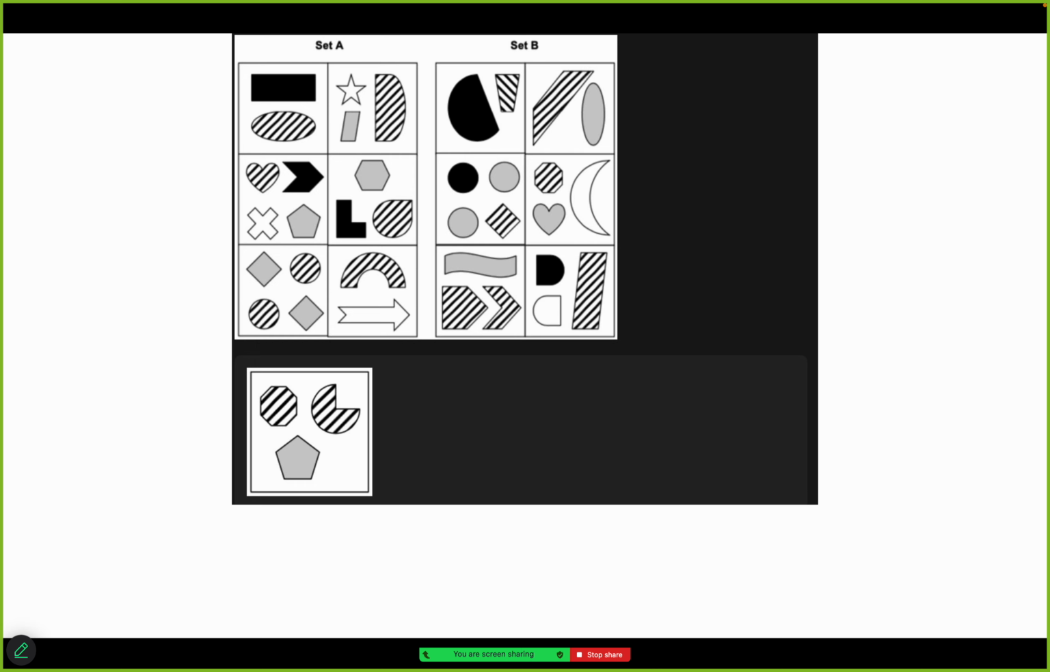Good thinking process. Go ahead. Proceed further. They all seem to have the sideways, the stripy pattern. So does all of set B. So there's no correlation that I see there either.